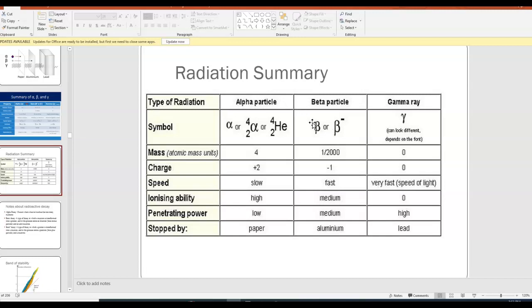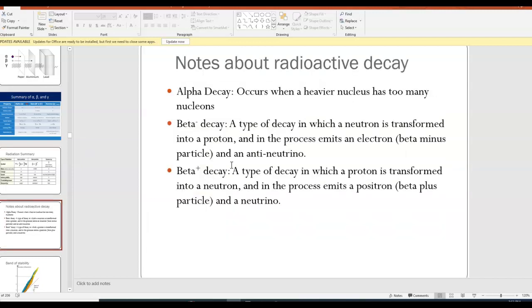Remember, there's actually two types of beta particles. A beta minus particle is just an electron. Of course, it was named before we knew that. And a beta plus particle is what's called a positron, which is a positive electron. Okay, which is basically the exact same thing as an electron, just with a positive charge. Okay, so we kind of left off about here.